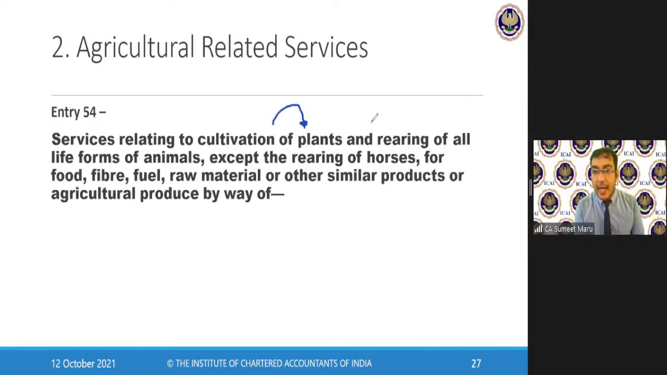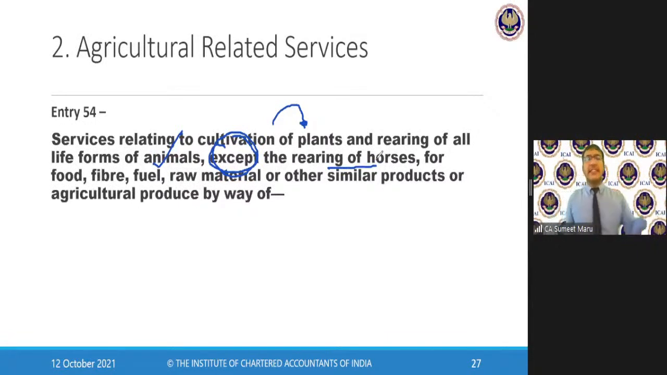Cultivation of plants and rearing of all life form animals. Any animal, if you are rearing the same, it will be considered here, except, please remember this word, except the rearing of horses. So if you are rearing any form of animals except horses.